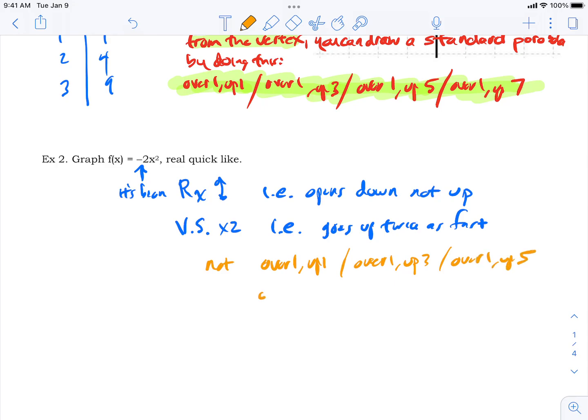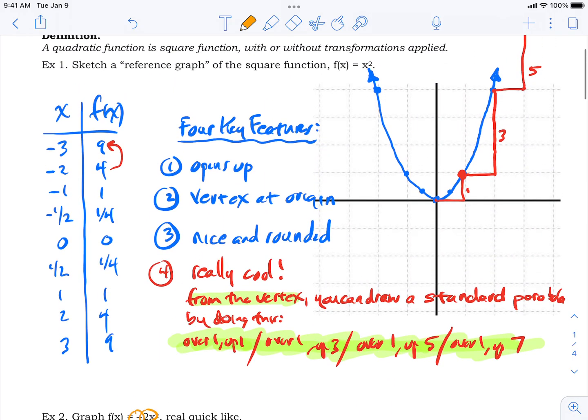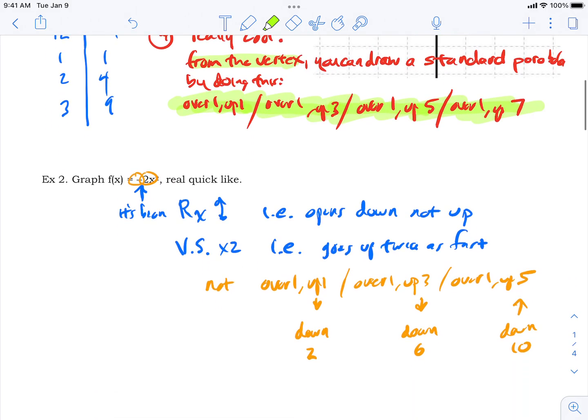We're going to go over 1. Let's take into account both things. We're going to flip, which means down twice as far. So it's going to be a down 2, down 6, down 10. And by down 6, we mean down 6 more, right? Remember what we were doing up here. I went over 1 up 1, over 1 up 3 more, over 1 up 5 more. Make sure you keep that clear.